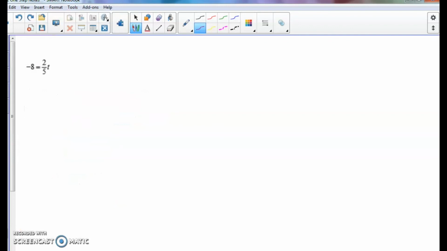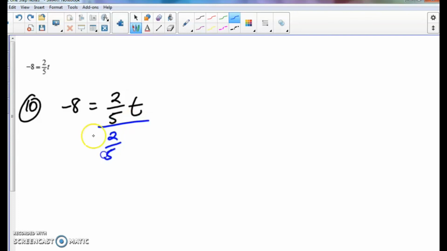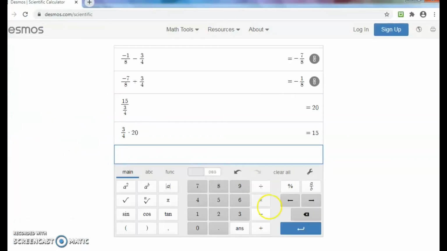And then one last one, example 10. We have negative 8 equals 2/5 t. Once again, we look at what's happening to our variable. He's on the right side this time, side by side with 2/5. So since they're side by side, they're being multiplied. So now we're going to divide both sides by 2/5. Divide this side by 2/5. 2/5 cancel out. And remember, we're going to put the division sign in there for Desmos. So in Desmos, we're going to put in there negative 8.